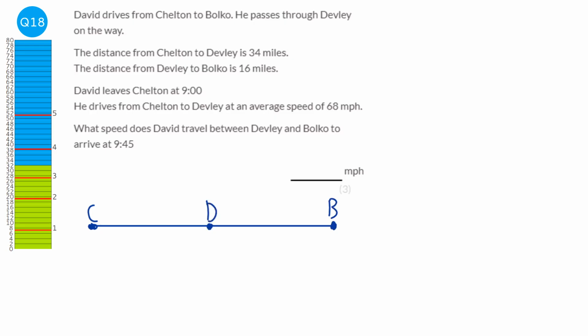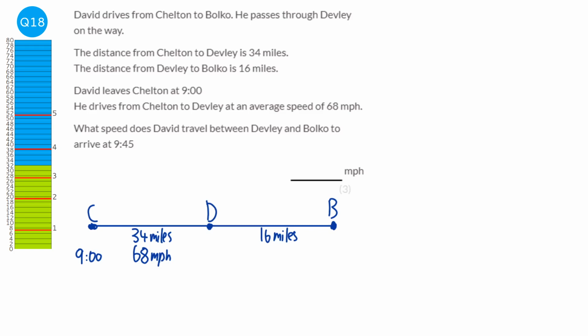Distance from Chiltern to Devley is 34 miles. Distance from Devley to Bolko is 16 miles. So I'm just reading through the question, adding it to my diagram. David leaves Chiltern at 9 o'clock. He drives from Chiltern to Devley at an average speed of 68 miles per hour. And what speed does David travel between Devley and Bolko to arrive at 9:45?